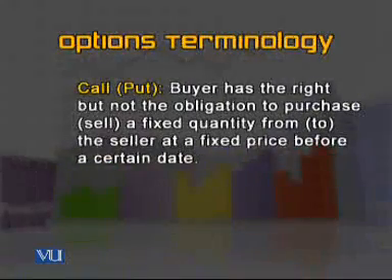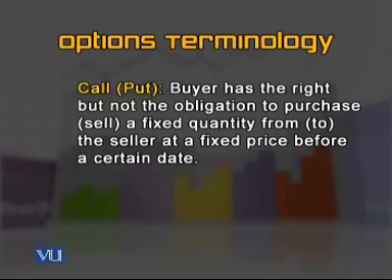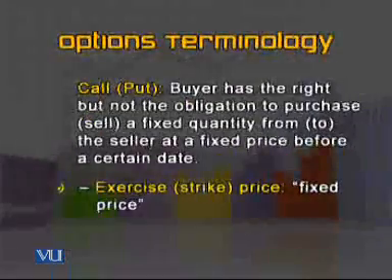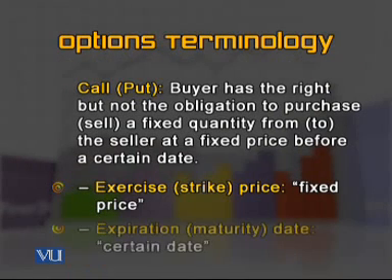So would you remember what a call or a put is? A call would mean then a buyer has the right but not the obligation to purchase, which would mean sell, a fixed quantity from or to the seller at a fixed price before a certain date. That is I think the crux of the matter. If you look at the things that I've just said, exercise price, fixed price, expiry date, certain date, you'd understand that it has to be some words, some domains, the parameters through which we are able to use the option.